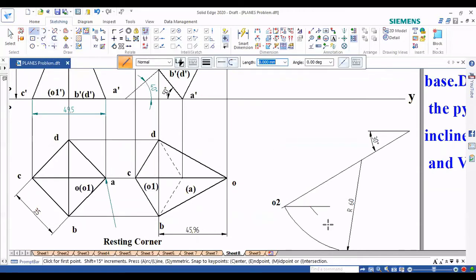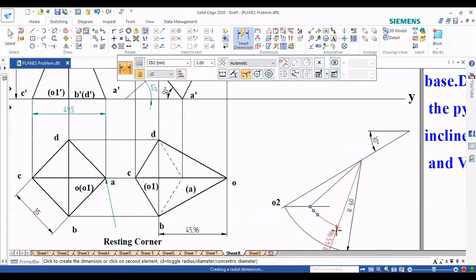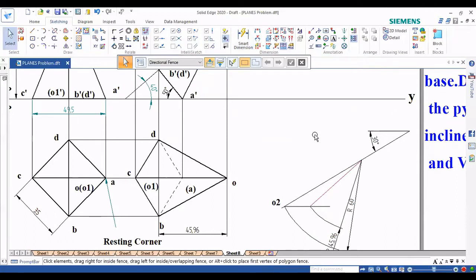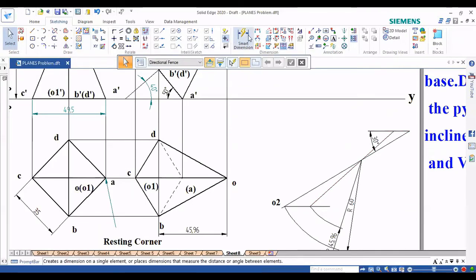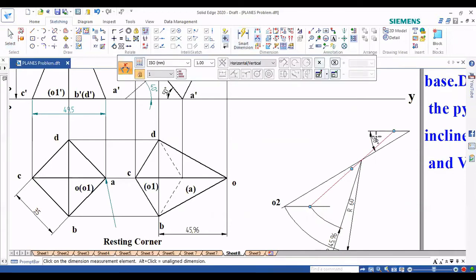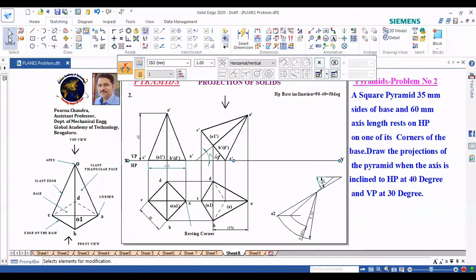Now what I can do is join this with this, right? This arc radius you can show there. This arc is 45.96. Okay, so now I have projected this. Now I need to extend this line till the horizontal line. Then I can measure the beta angle between this and this. So I'm getting the beta angle as 41 degree.